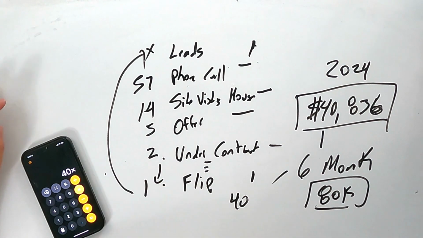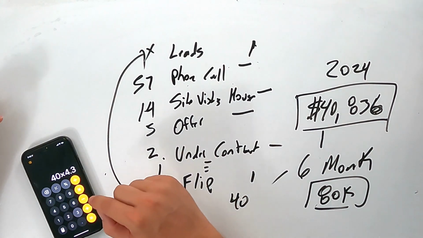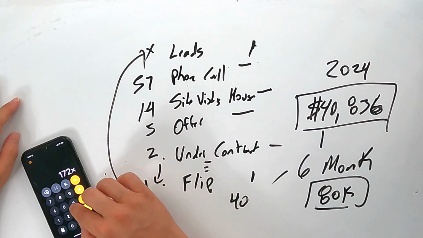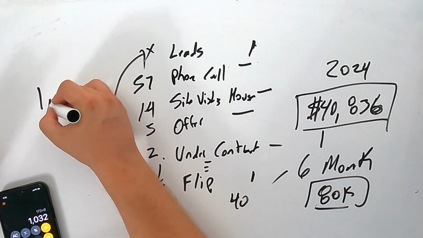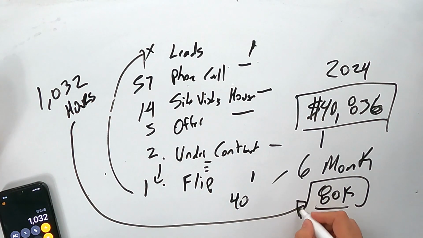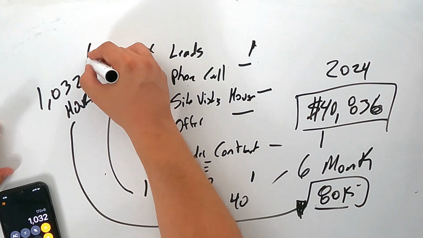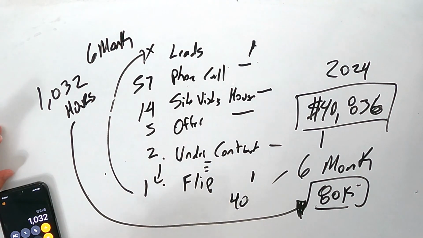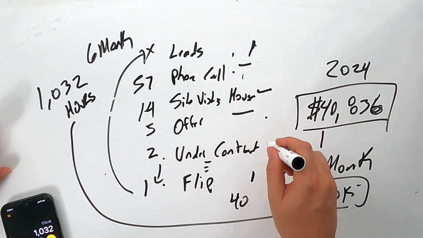So let's look at this. We'll go 40 hours a week times 4.3. That's how many weeks there are in a month. And I'm going to times that by 6. 1,032 hours is the amount of time a lot of people are making $80,000 a year for 6 months of that time. Okay. So how many hours do you think it's going to take you to do phone calls, site visits, tours, those types of things?